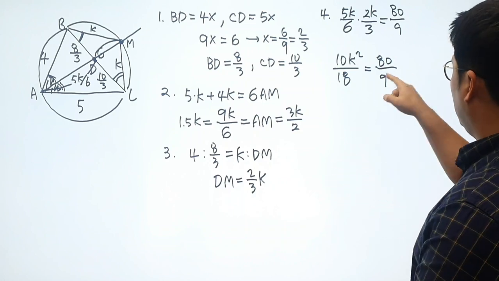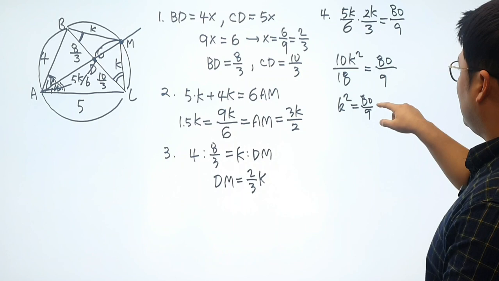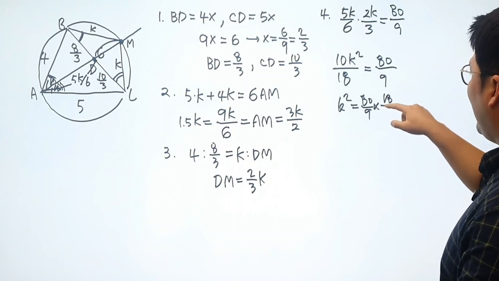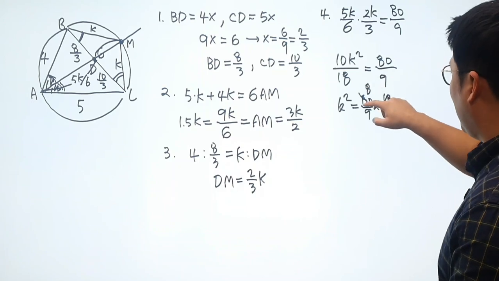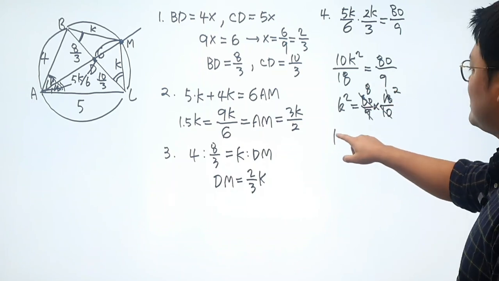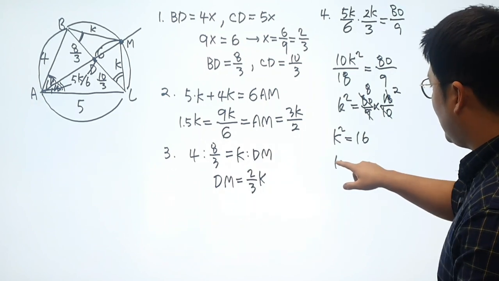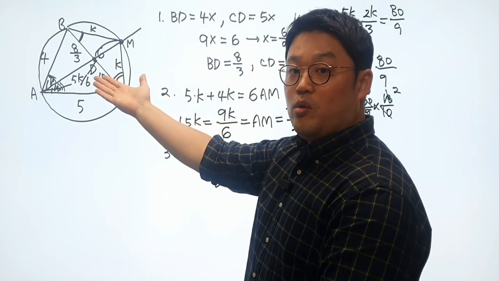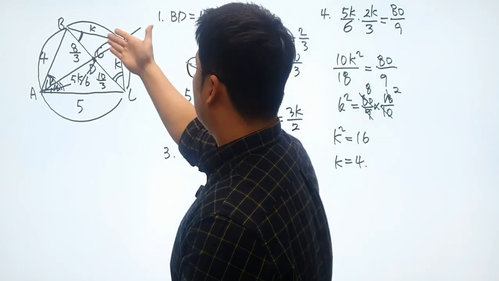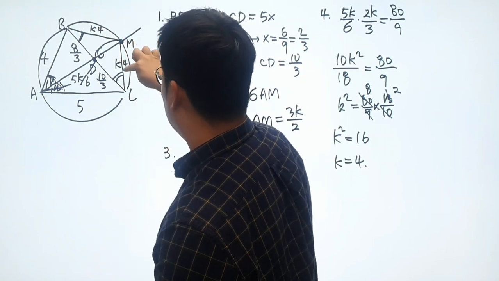All right, so what can I do? K squared becomes 80 over 9 times 18 over 10. All right, so the numbers are getting ugly, but that's 8, and that becomes 2. Whoa, so at least we got a nice value for K. So that becomes 16, so K is supposed to be 4, okay? And whoa, we got a really nice looking figure. So that becomes 4 out there, and that becomes 4 out there, okay?